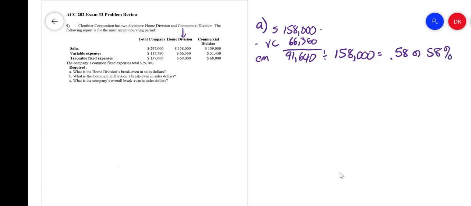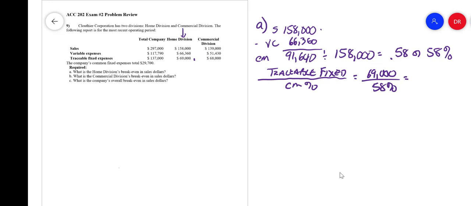Okay, so then we take the traceable fixed expenses divided by the contribution margin ratio that we have. So in this case, it's going to be 69,000 divided by 58%, and we arrive at an answer then for break-even dollars of 118,966. Okay.